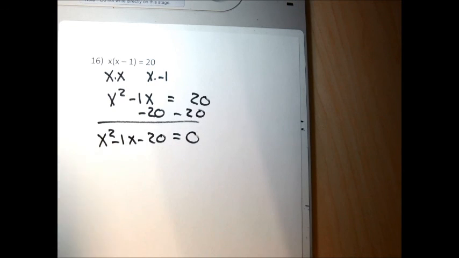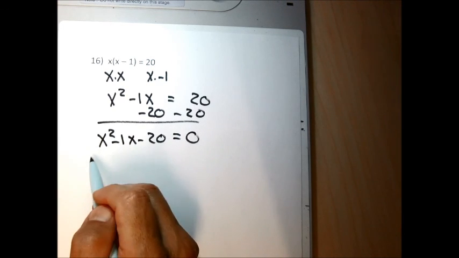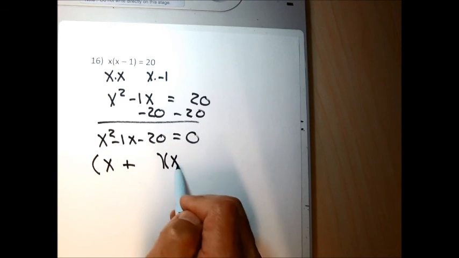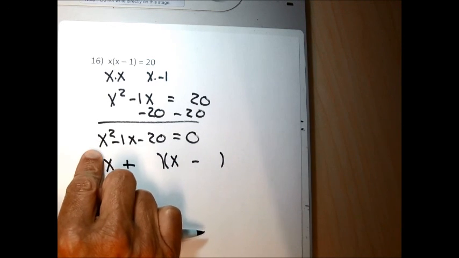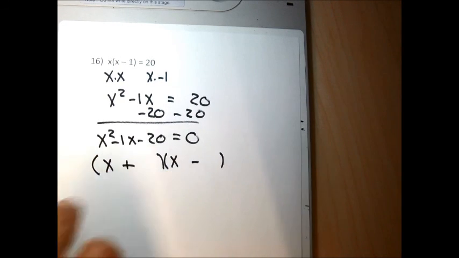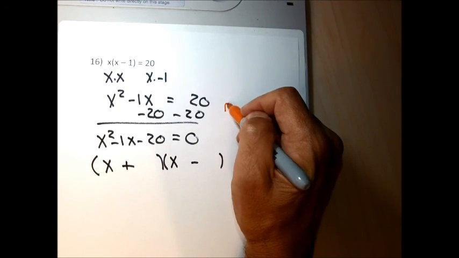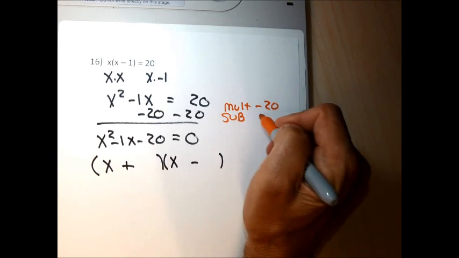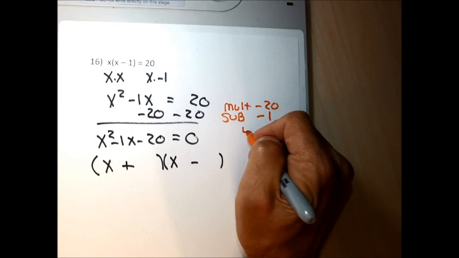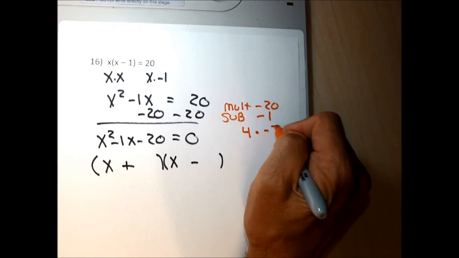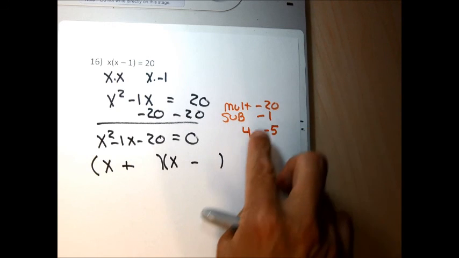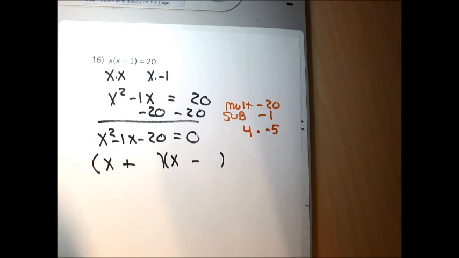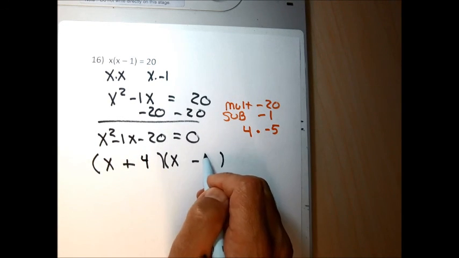You certainly don't need the 1 in front of the x, but I kind of like it there. Template for this is a plus minus factoring, and I don't need to use bottoms up because there's not a number in front of the x squared. My first are going to be a couple of x's, and my lasts have to multiply to minus 20 and subtract to be negative 1. And that's going to be positive 4 and minus 5, because 4 times minus 5 is minus 20, and positive 4 minus 5 is negative 1. So inside my parentheses, I get a positive 4 and a minus 5.